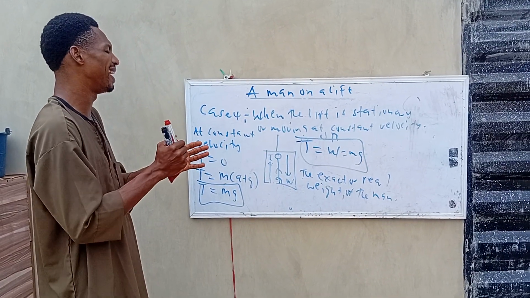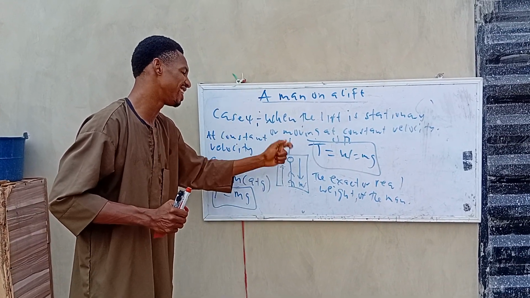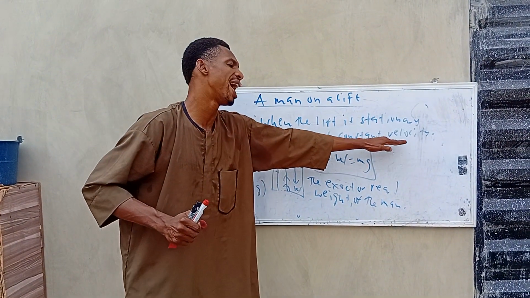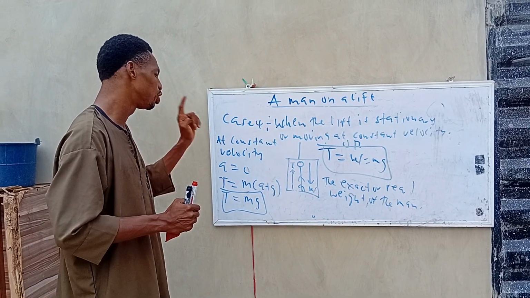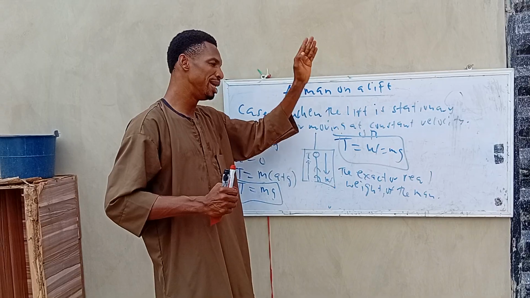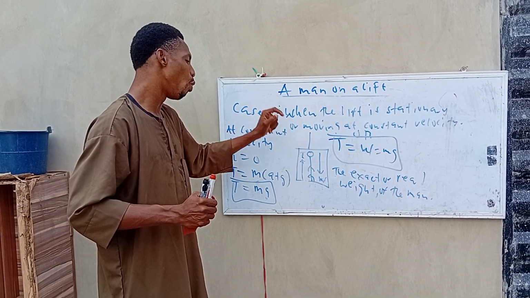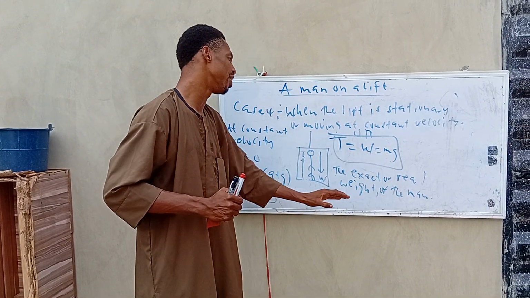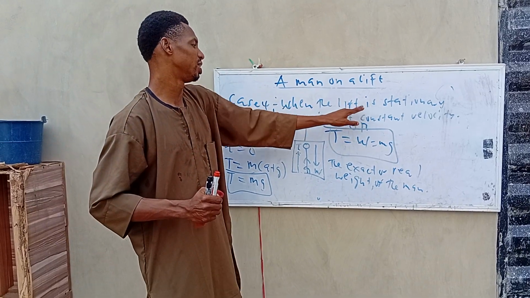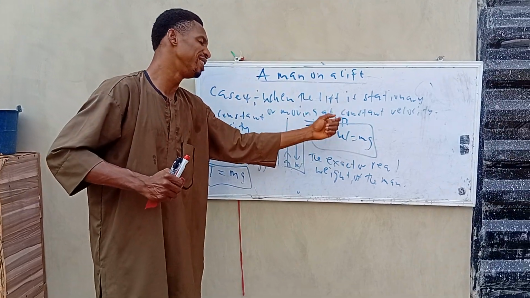The spring balance records the true or exact weight of the man when the lift is stationary or moving at constant velocity. In that case, T becomes mg, or T becomes the weight of the man. It means the spring balance, which measures the weight of an object, will measure the exact weight of the man. So case 4, which is when the lift is stationary or moving at constant speed: T equals weight. Please take note of that.